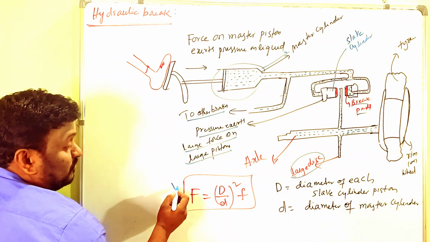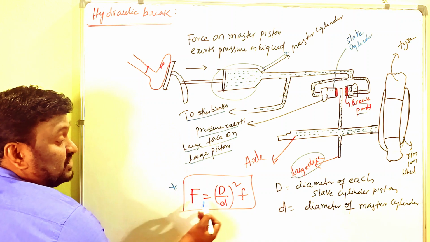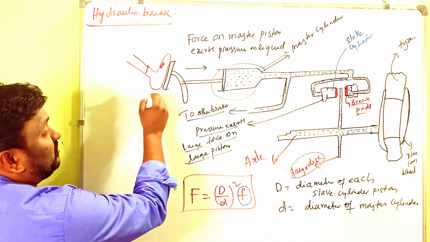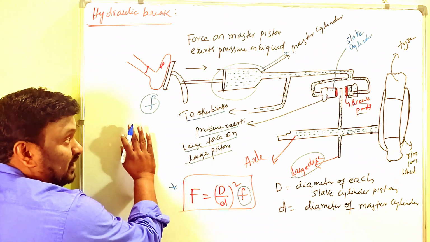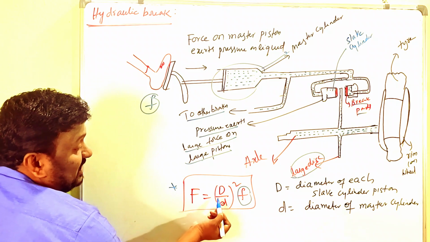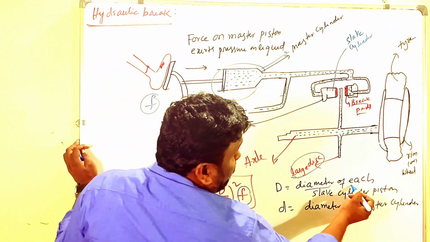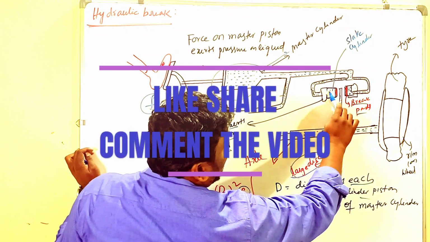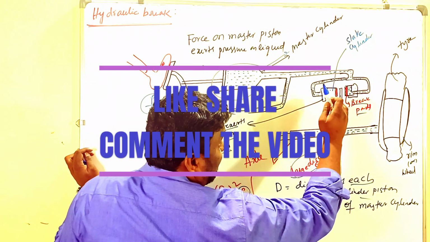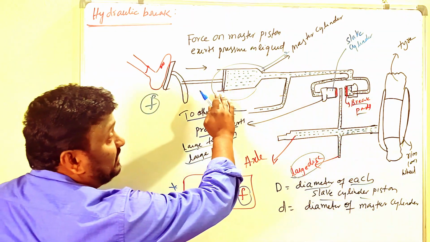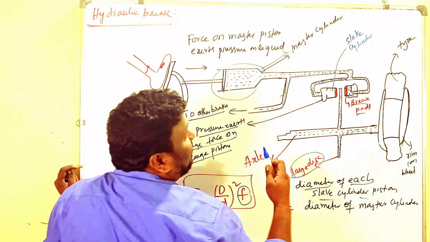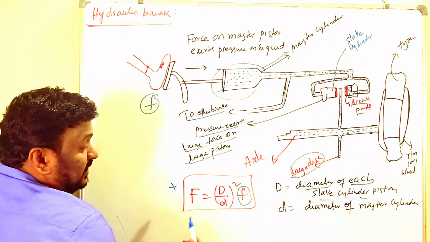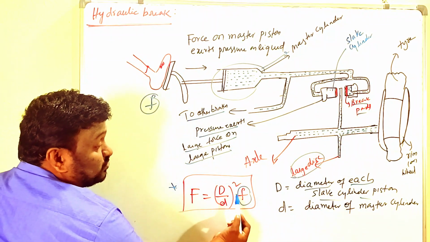Clear? So there is one simple formula to understand this mechanism: F is equal to (D by d) whole square into small f. What is small f? The force we apply on the brake pedal or brakes. And what is D? Capital D is the diameter of each slave cylinder piston. These two are the slave cylinders. They seem to be small compared to this one, but it is not actually right, because the diagram pattern is drawn like that. Actually they have more diameter than the master cylinder.